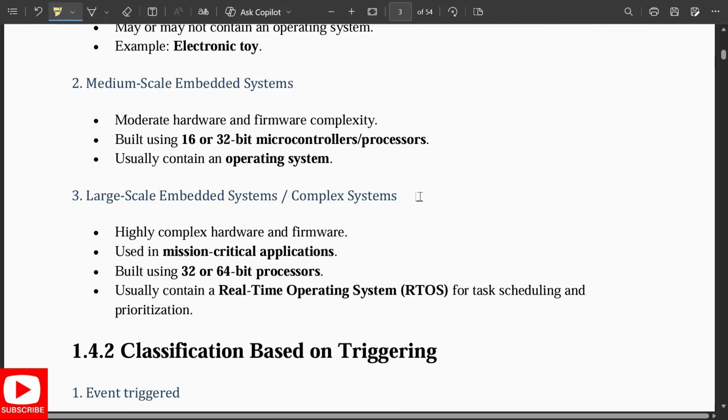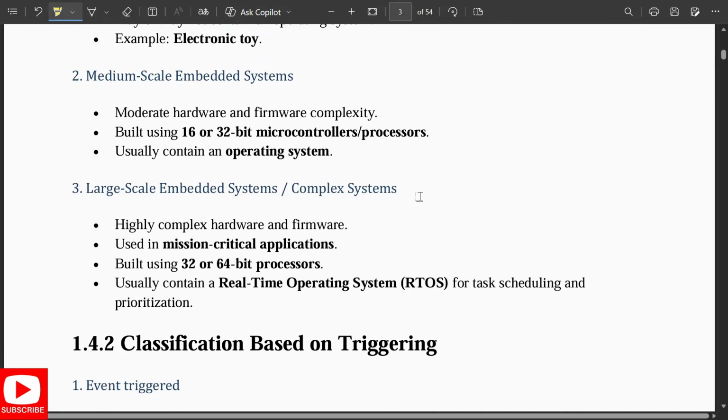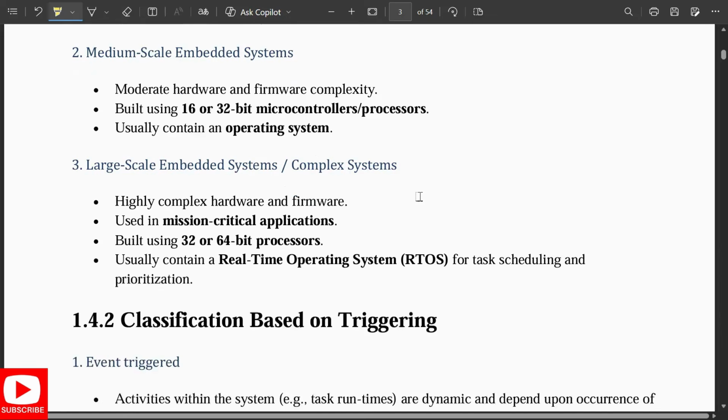Next, the large scale embedded system, or you can say complex system, that is highly complex hardware as well as software used in the mission critical applications, that is built using the 32 or 64-bit processors, usually contain a RTOS, that is real time operating system for task scheduling and prioritization.